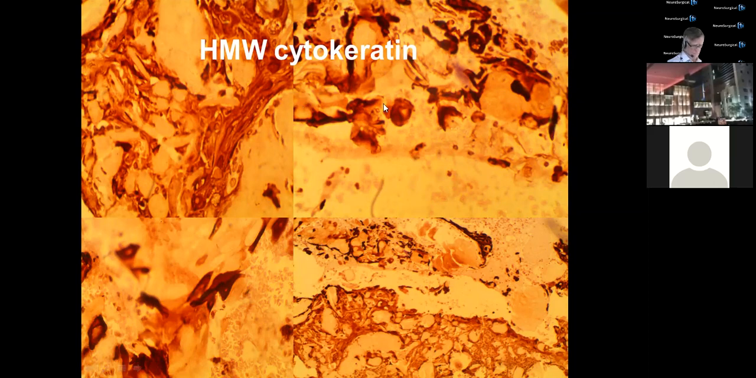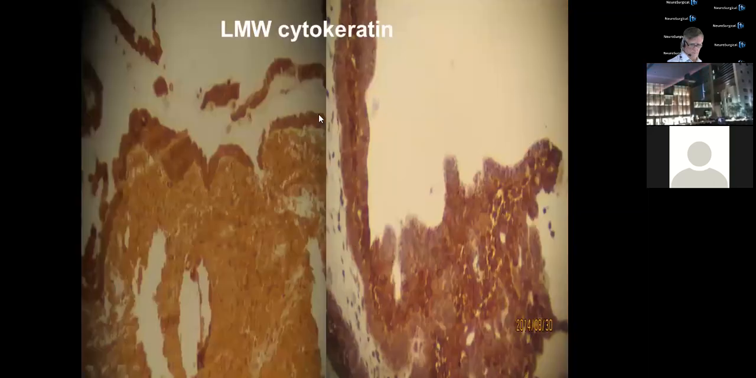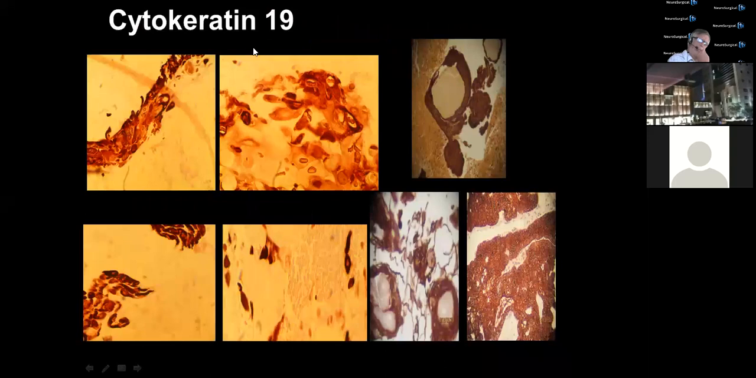This is high molecular weight cytokeratin, and you can see it stains the stellate reticulum and the basal cell layer. This is the low molecular weight cytokeratin. It stains the basal cell layer strongly, and the stellate reticulum cells much less. Cytokeratin 19, we have a story with it. It stains mostly the basal cell layer and the superficial layer, and this is the stellate reticulum.